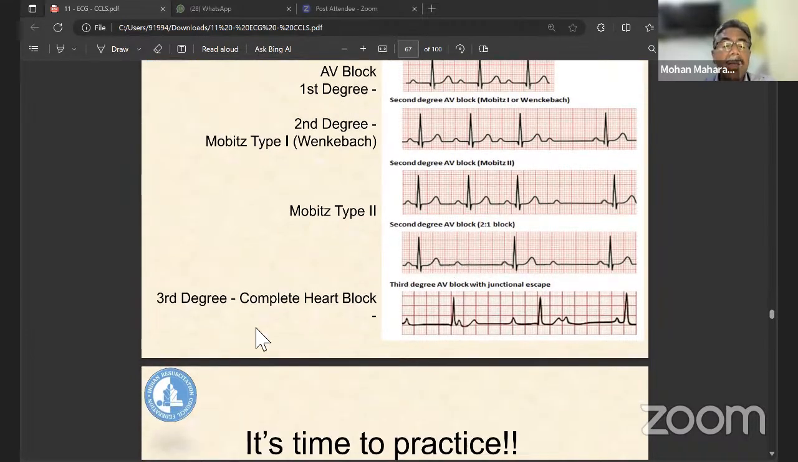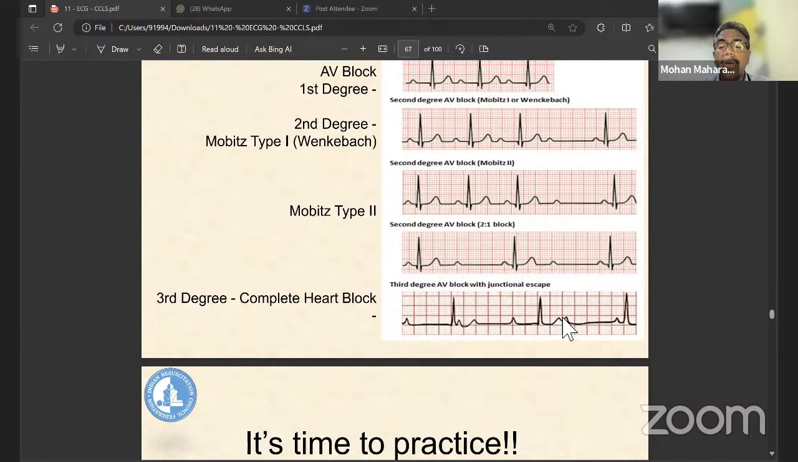What is the third degree? The complete heart block, which requires a pacemaker at the earliest, and this requires mechanical rather than pharmacological management. What is important is that monitoring of the vitals is more crucial. And look at the third degree heart block.